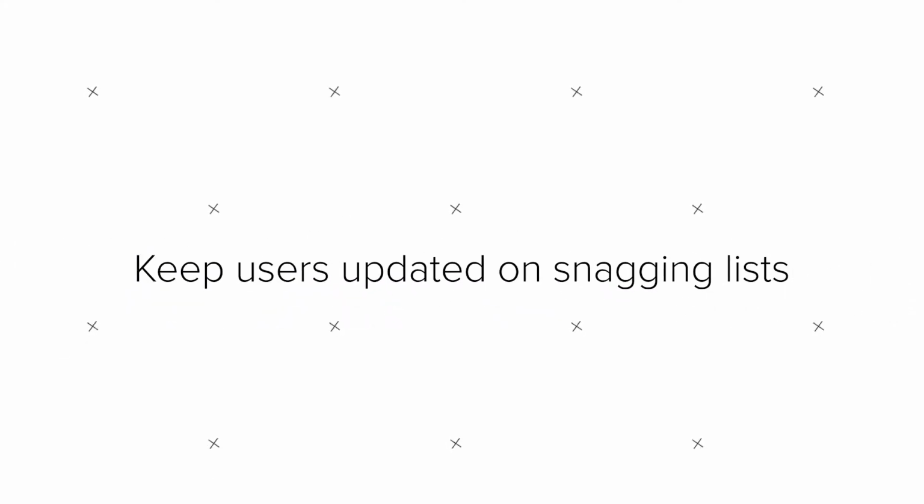The second point is keep users updated on snagging lists. After go live, it's very, very easy for a project to kind of lose steam or start to peter out a little bit. People can also lose interest as well. Keep your users engaged by updating them on any snagging lists, issues that haven't been fixed and which are still in progress.